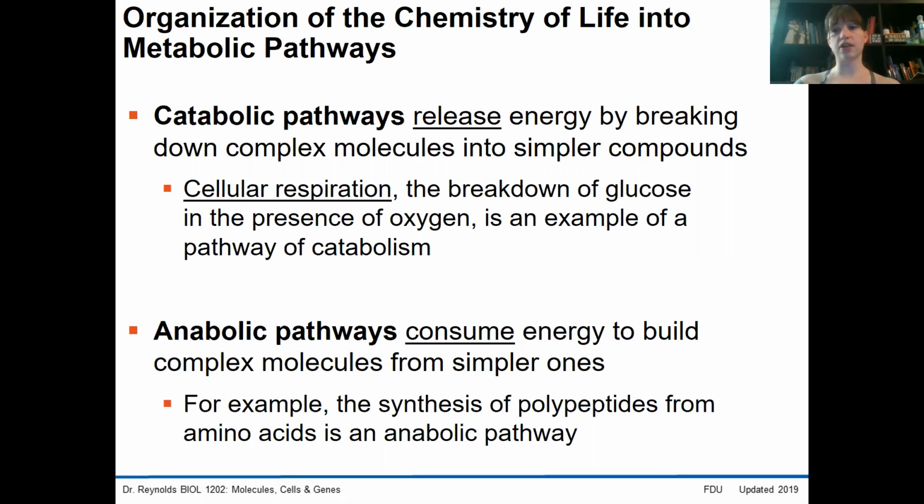Anabolic pathways, on the other hand, consume energy, and they can build larger molecules from simpler ones. For example, the synthesis of polypeptides from amino acids is an anabolic pathway. This is an example of work that the cell has to be able to do.